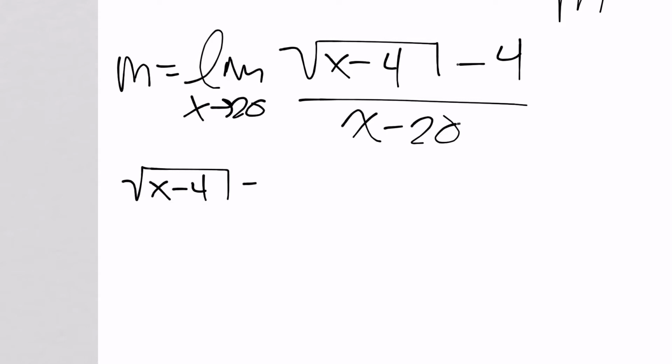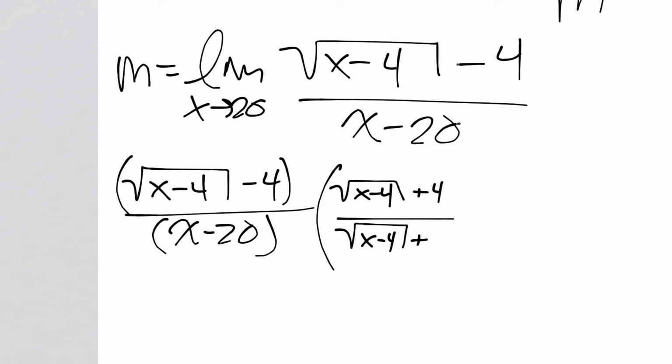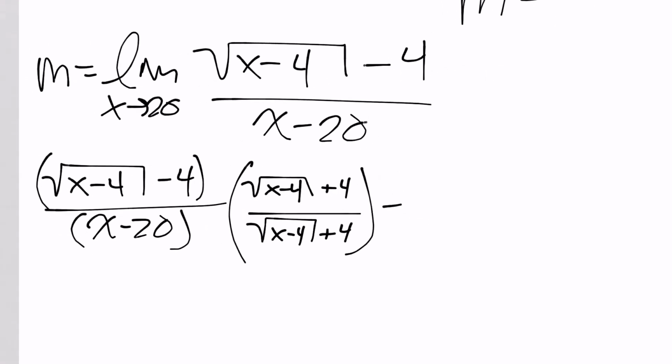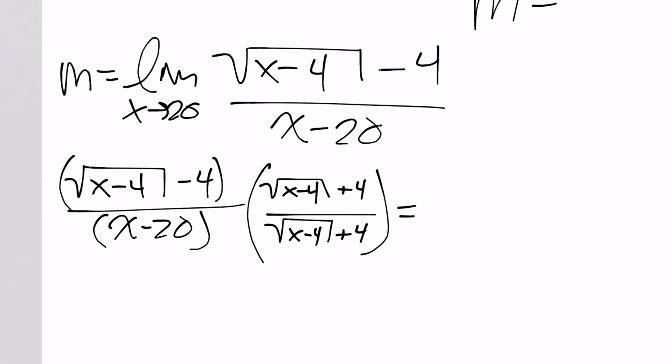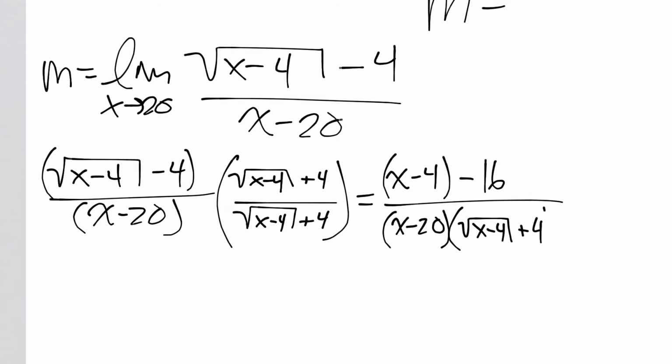So square root of x minus 4 minus 4, over x minus 20. I'm going to need to multiply this by the conjugate of the numerator, so square root of x minus 4 plus 4 over square root of x minus 4 plus 4. And the awesome thing about conjugates is that you get the first thing squared. So that square root of x minus 4 squared gets rid of the square root. So we get an x minus 4 minus the second thing squared. Well, the second thing is 4. 4 squared is 16. So that all divided by our x minus 20 times square root of x minus 4 plus 4, that conjugate.